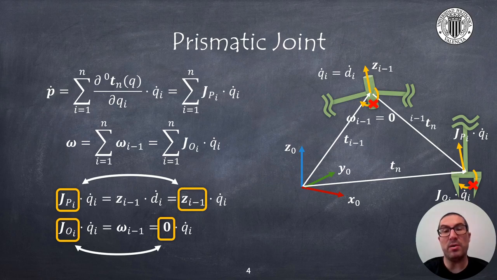In the figure on the right, we can see a representative example of a prismatic joint moving with a linear velocity in the direction z_{i-1} and without angular velocity. In this case, we can easily see that the velocity component observed in the end effector is actually the magnitude of the joint velocity, that is, q_i dot, in the direction of the z_{i-1} axis. The angular velocity component is always zero for this type of joint.